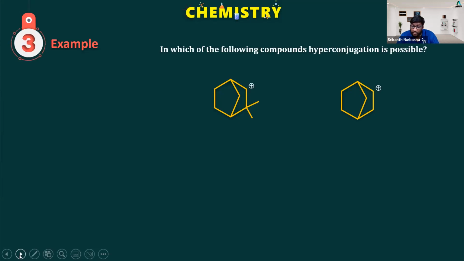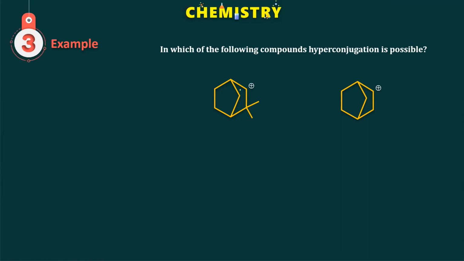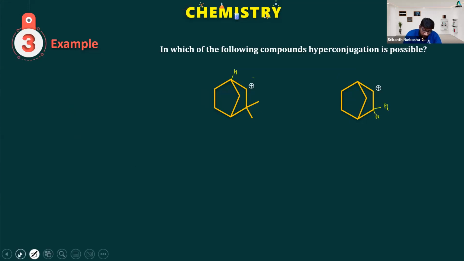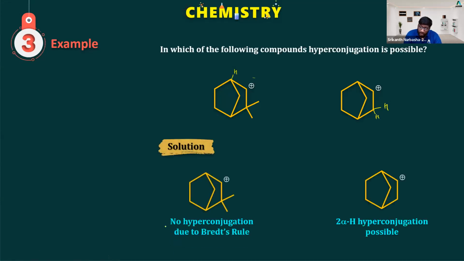Compare here, in which of the following compounds is hyperconjugation possible? A and B. B. Because in A, if you think of here we have hydrogen, but we cannot involve that because we get a positive charge here. That is not possible. But in B, we have hydrogens available here. Hydrogens are not available in A, that is an sp3 hybridized carbon possessing alpha hydrogens. That is not possible in compound A, because it is going to violate Bredt's rule. So no hyperconjugation due to Bredt's rule, while 2 alpha hydrogens are possible in the other. So obviously the second compound is going to be more stable, right?